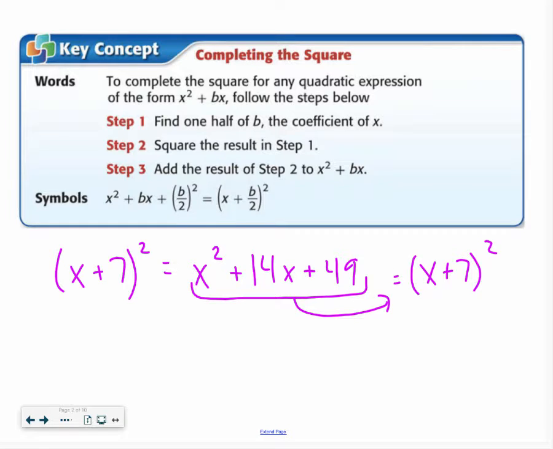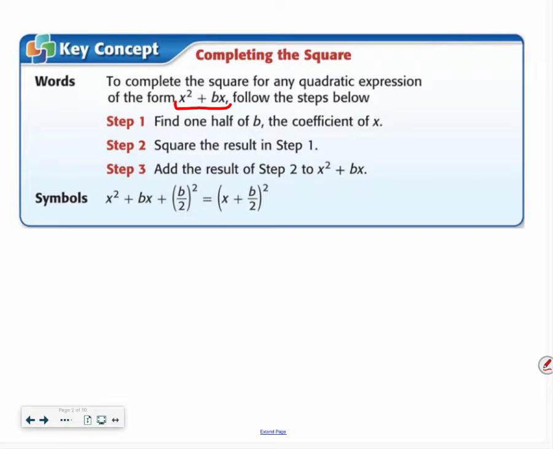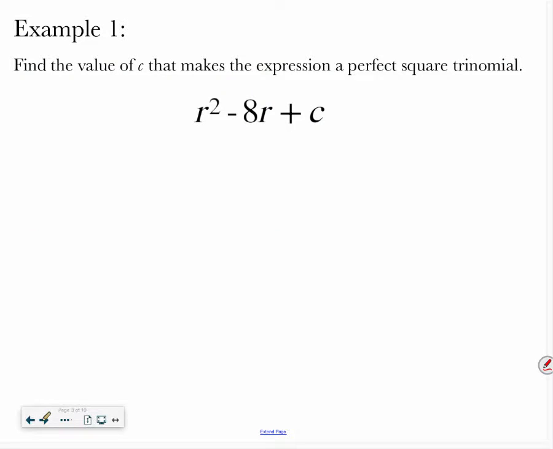So in order to complete the square, that means we don't already have a perfect square. And we're going to manipulate it in order to make it so you have a perfect square. So the first step is to find 1/2 of b. When I give you an x squared plus bx, in order to complete the square, you're going to find 1/2 of that b value. And then you're going to square that number and add that to your x squared plus bx. So let's look at what that looks like.